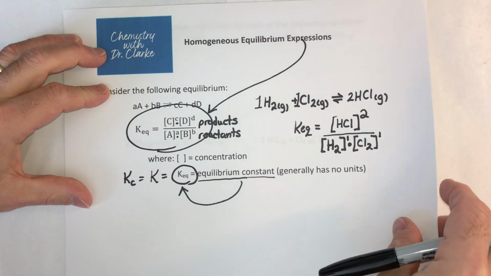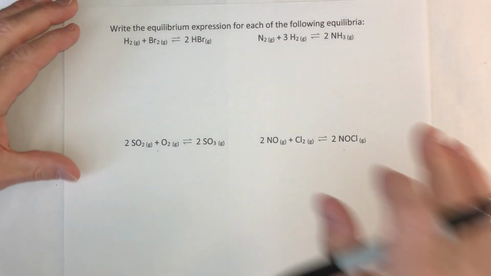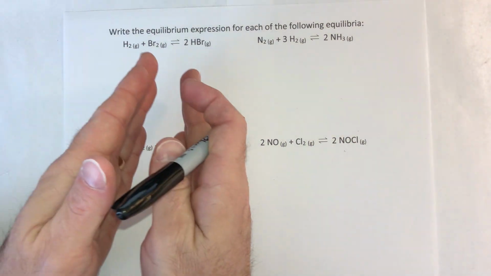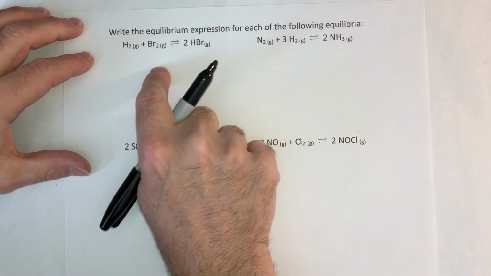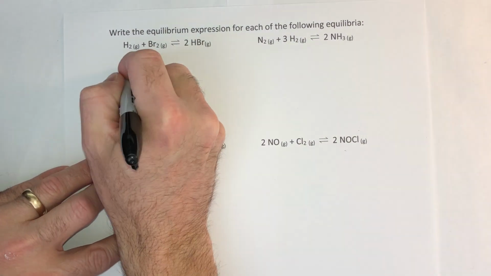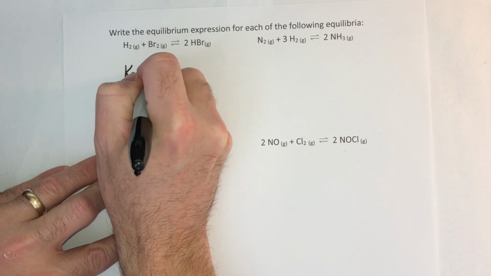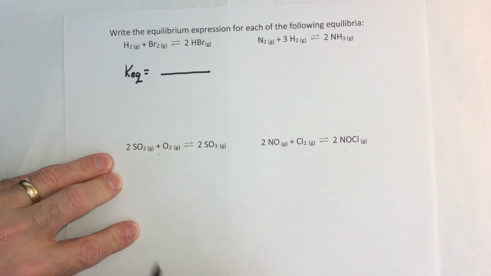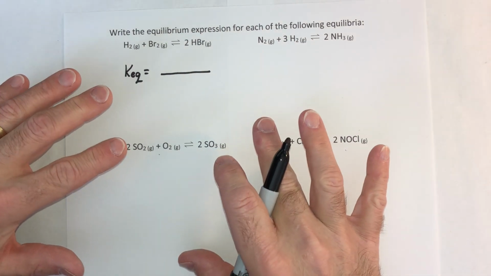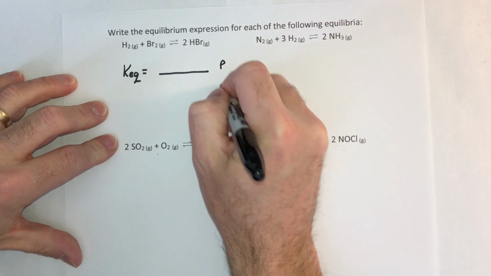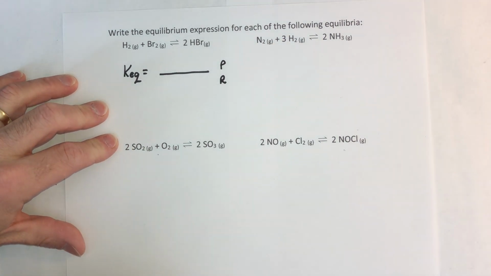All right, so let's take a look at a couple of examples. So in this problem, I would like to write the equilibrium expression, so K equals products over reactants, for each of these equilibria. Okay, so if we start with the first one, KEQ equals. You're always going to put products in the numerator and reactants in the denominator. If you're going to make a mistake in here, that's the number one mistake. You're going to put them in the wrong place. Okay, so be really careful that you're going to put products on the top and reactants on the bottom.